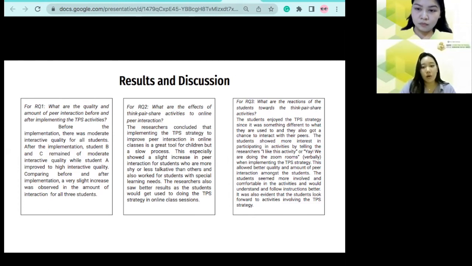The students seemed more involved and comfortable in the activities and would understand and follow instructions better. It was also evident that the students looked forward to activities involving the TPS strategy. The implementation was doable for any type of topic and activity because the researchers just needed to apply the TPS strategy to the given lesson plans.